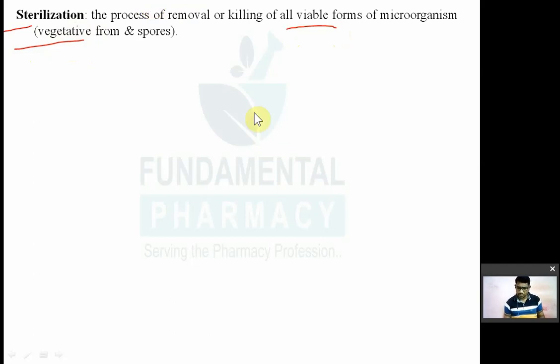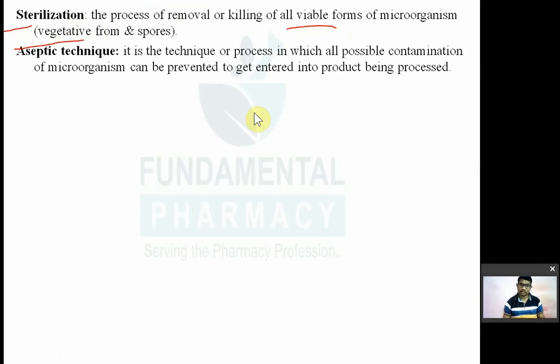So this term you might have encountered in various subjects like pharmaceutics also, during the parenteral products, during the preparation of microbial growth medium. So you have to sterilize that growth medium so that there is no other contamination in the growth medium.